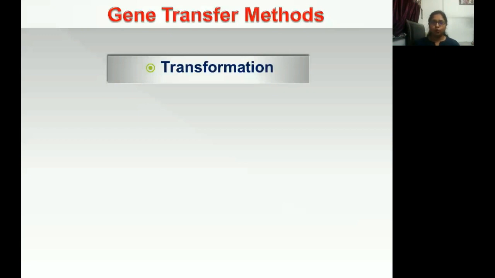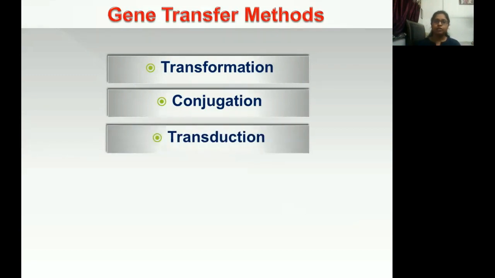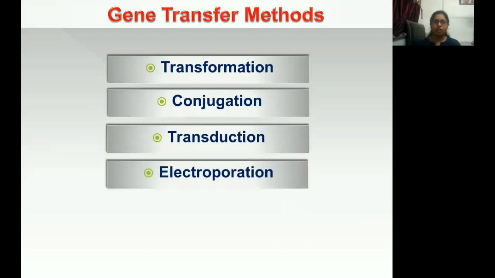The first one is transformation. We have seen it in bacterial recombination earlier. Conjugation, the physical transfer of genetic material from the donor cell to the recipient cell. Transduction. These first three are the natural processes of genetic transfer between bacteria. The next one is electroporation, where electric pulses and high voltage are used to increase the permeation of the cell membrane for the DNA fragment.